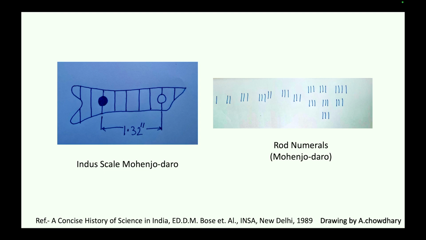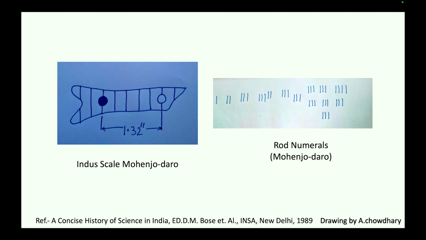So we can see, though the scale is not present in its complete body, the fragment indicates that it was made with a very perfect calculating mind.